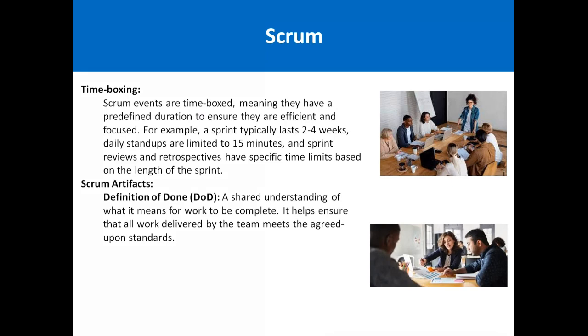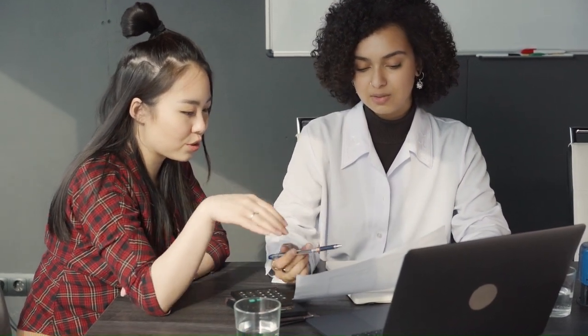Time boxing basically means that the scrum events are always time boxed. For example, the daily stand-up meeting should always be a 15-minute meeting. The sprint is a 3 to 4 week time period to complete the work. Scrum artifacts also include the definition of done. Definition of done means the criteria by which we accept that the work has been completed. It is basically a definition or criteria defined by the customer.